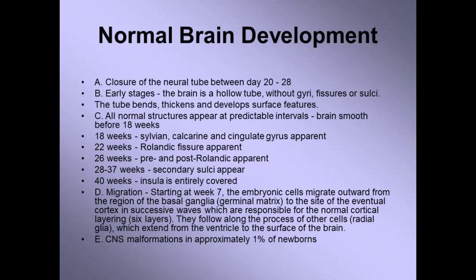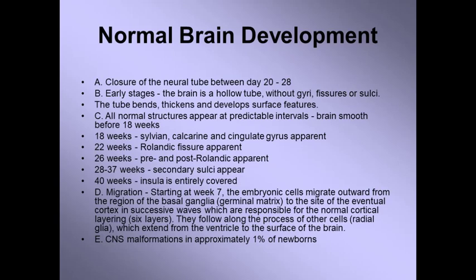Migration starts at 7 weeks. The embryonic cells migrate outward from the region of the basal ganglia, the germinal matrix, to the site of the eventual cortex in successive waves, which are responsible for the cortical layering, 6 layers. They follow along the processes of other cells, the radial glia, which extend from the ventricle to the surface of the brain.